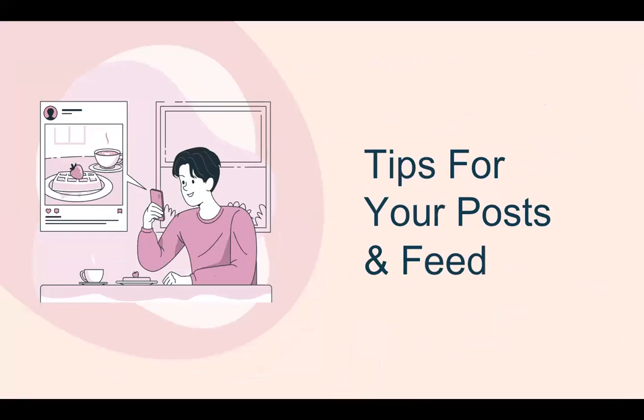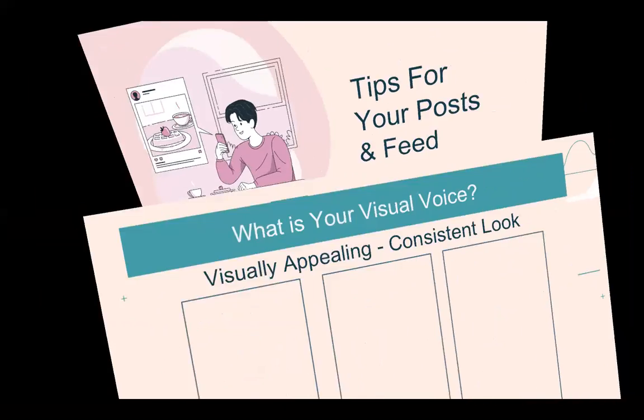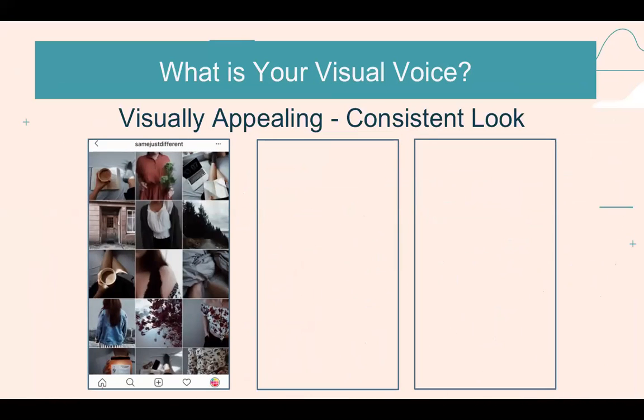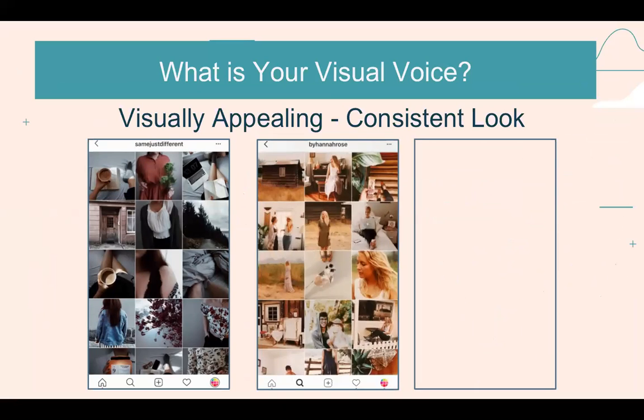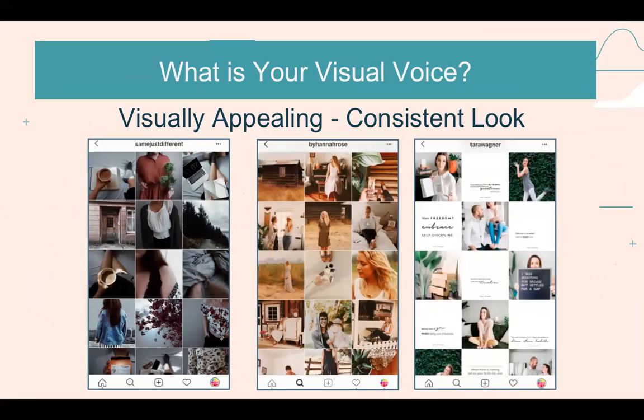Now, certain tips for your post and feed: you want to have a visual voice, right? And you want to ensure there's a consistent look on your feed as well. So for example, the first one is a lot more gray, moody look. The second is a lot more brown aesthetic. And the third one is minimalism, with only green, white, and certain colors that can be seen, and there are quotations as well.